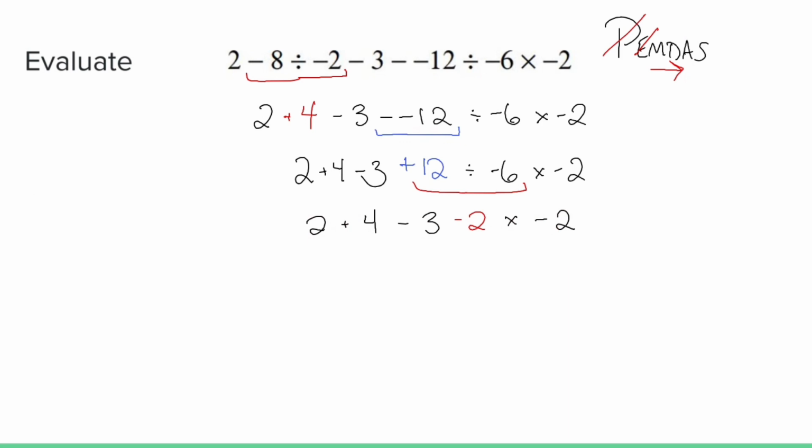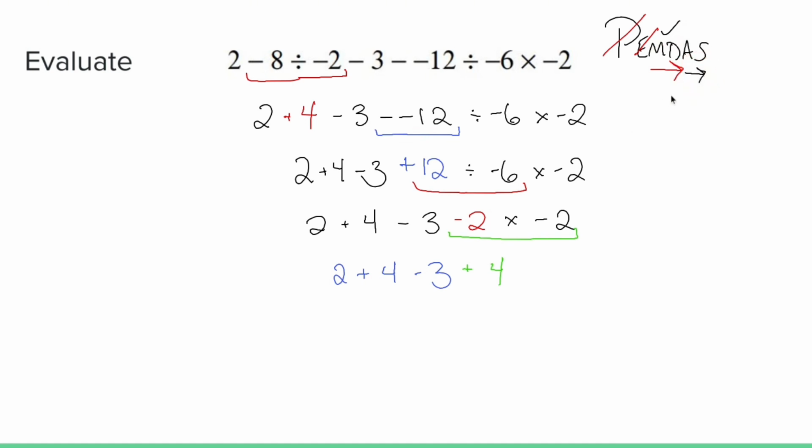Are we done the MD portion of our problem? Nope, because we have -2 times -2, which becomes +4. So drop down 2 plus 4 minus 3. Are we done with our MD problem? Yep. So multiply, divide is done.